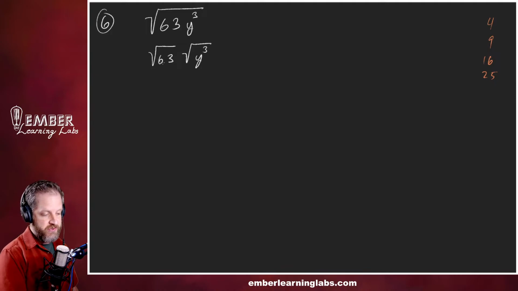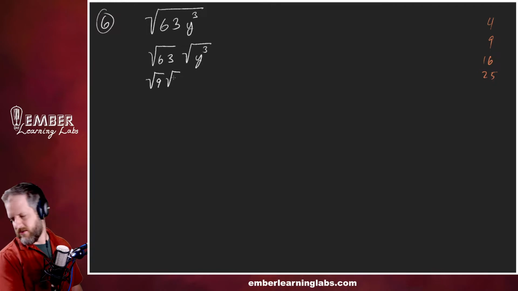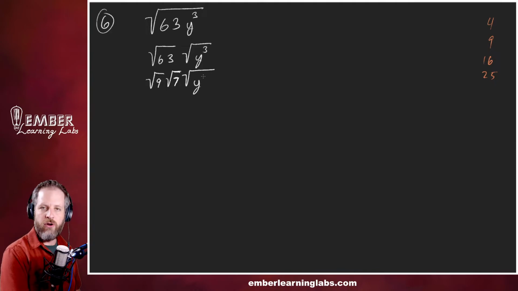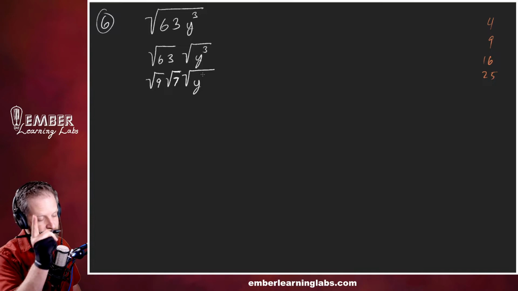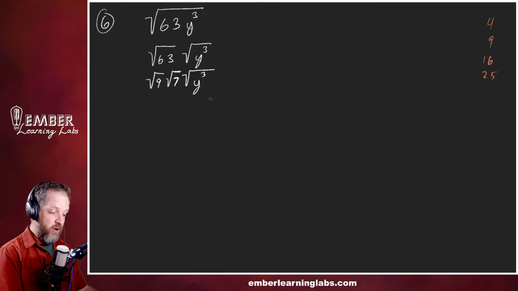9 goes into 63, and so we can turn this into the square root of 9 times the square root of 7. Brain freeze. Yeah, it was 7. I was afraid that I was lying to you. So the square root of 9 we can figure out. So this ends up being 3.